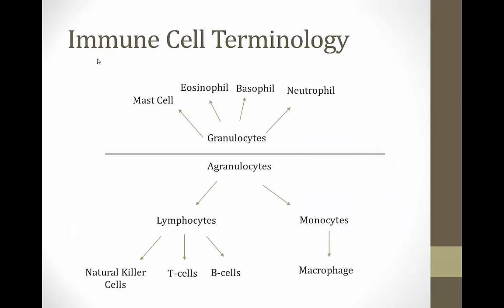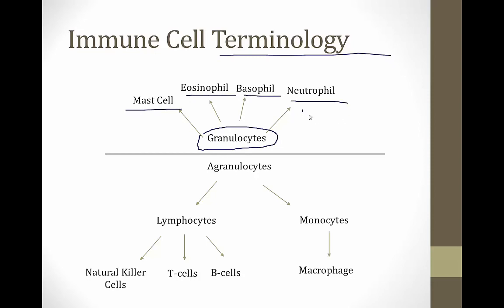This slide is to familiarize you with some of the terminology used when describing the cells of the immune system. Granulocytes are cells which contain granules. Those include the mast cells, the eosinophils, the basophils, and the neutrophils. Of these four, the neutrophils are far and away the most predominant type. So often when people say there's a low granulocyte count, they really mean there's a low neutrophil count.